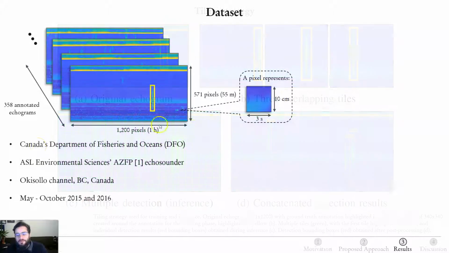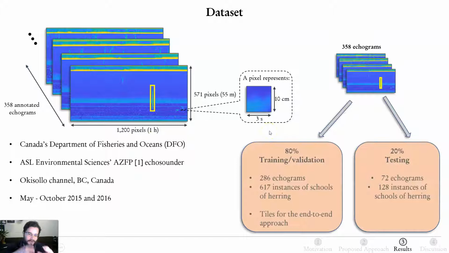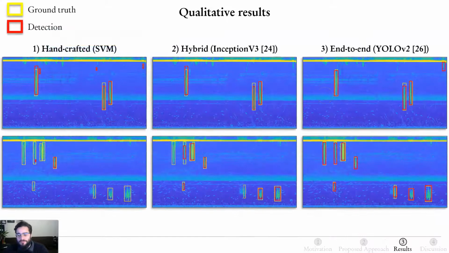We manually annotate 358 echograms that were captured using an AZFP instrument deployed by the Department of Fisheries and Oceans. We then divide this dataset into 80% for training and validation and 20% for testing. Qualitative analysis showed that all three methods do very well for easier to identify schools, while in more challenging scenarios, the handcrafted approach missed most of the schools.